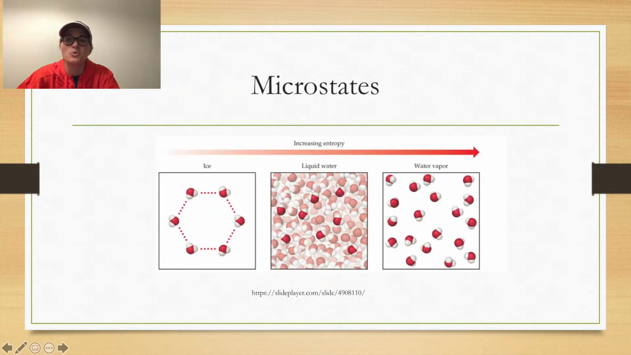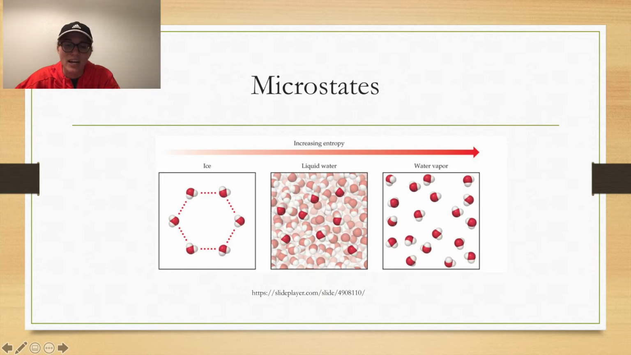And this really has to do with microstates. So a microstate, again, is like an instantaneous picture. It's a snapshot, one arrangement of how this energy is utilized. And as you can see from the slides, ice is actually much more organized. It has much less entropy than the liquid form and the vapor form of water.